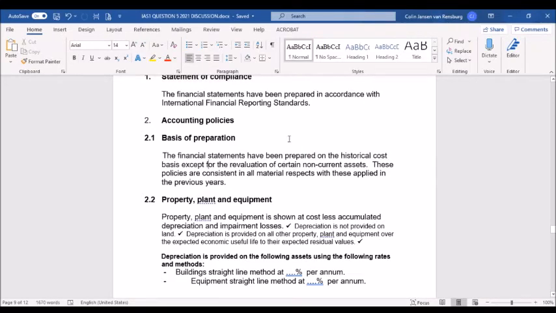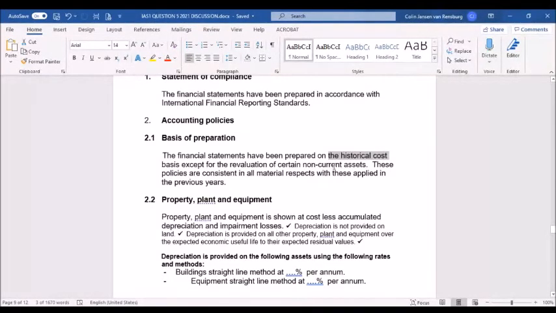So a typical basis of preparation note will look like this: the financial statements or the annual financial statements. Now, this is not a statement of compliance. You're not referring to the IFRS. You are referring to your measurement basis or bases. Now, in this case, you'll remember the equipment and the land have been valued on the cost basis, whereas the buildings have been valued on the revaluation basis. So there are actually two bases being used by this company. So we're going to describe there that the annual financial statements have been prepared on the historical cost basis, except for the revaluation of certain non-current assets.